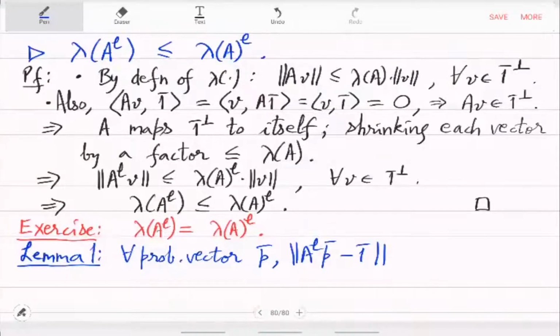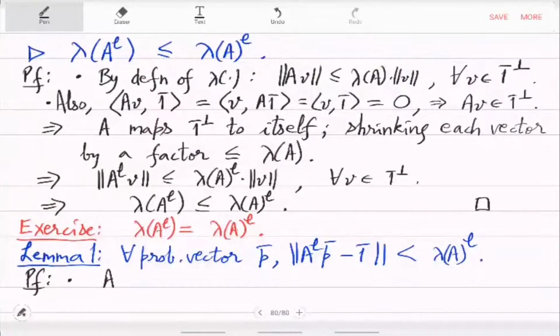Okay, what is the difference between them? What is the error term? We want to show that the error is small. That is exactly limited by lambda A to the L. Okay, and since lambda A is a fraction, as you walk more and more in a random fashion in the graph, you approach the uniform probability. So the way we will show this is, again we will use the above property of lambda. So we have to see A to the L P bar minus 1 bar as an action of A to the L on some vector.